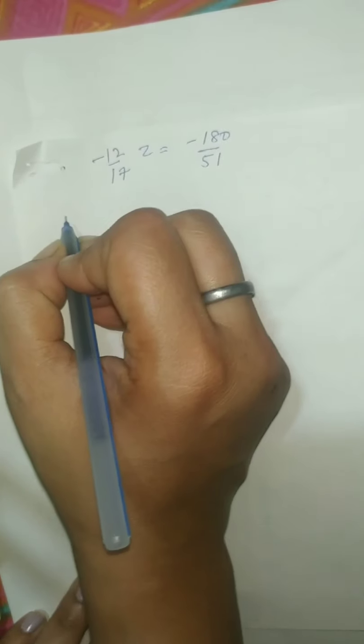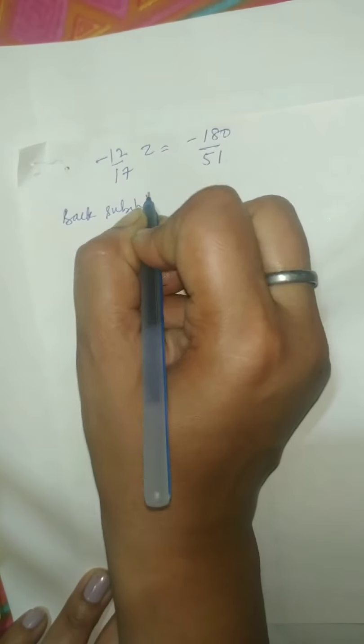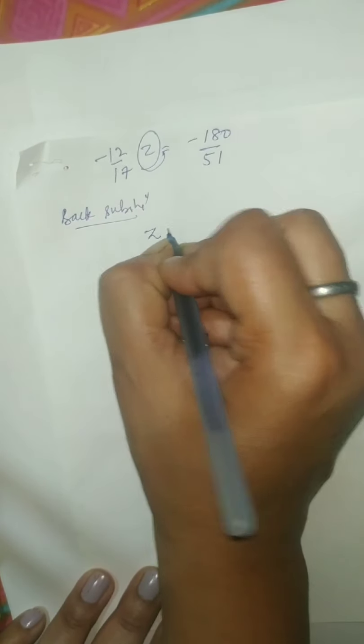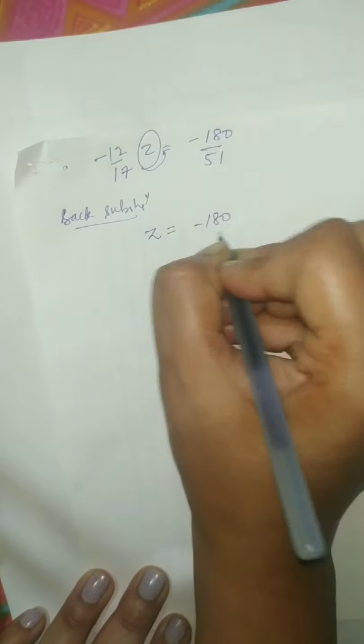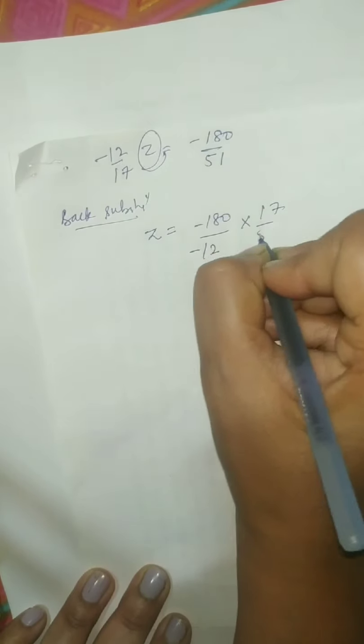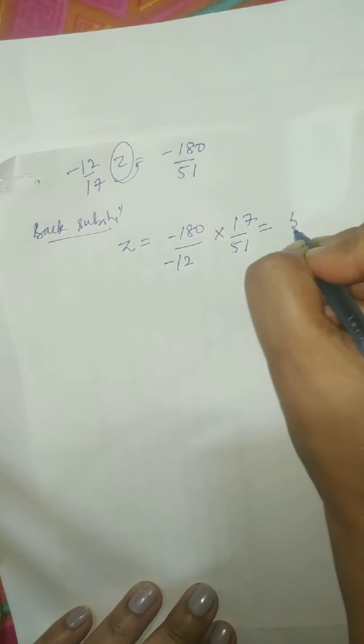Now we apply back substitution. So we get the direct value of z. We can write z is equals to minus 180 by minus 12 into 17 by 51, which on solving we'll get is equal to 5.